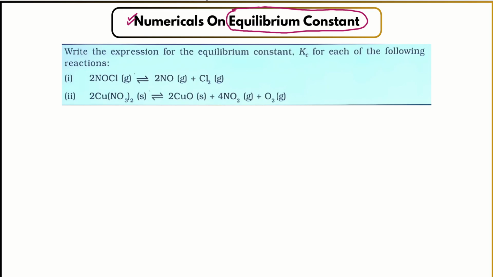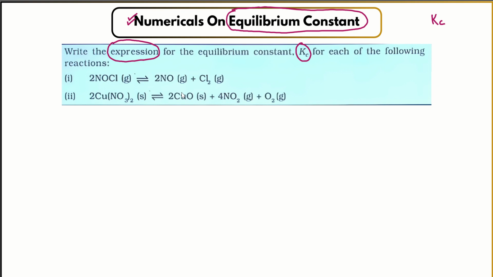Now, before solving any question in the examination, guys, please remember that in such types of questions, you have to look for what is being asked. Here, first of all, you have to write the expression, and they are saying write the expression for the equilibrium constant Kc. I have told you in the last lecture that you have to write the equilibrium constant as Kc, not as Ke. It is known as Kc for each of the following reactions.